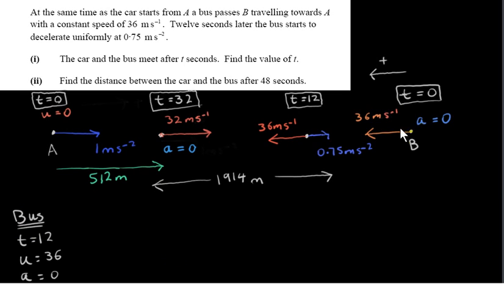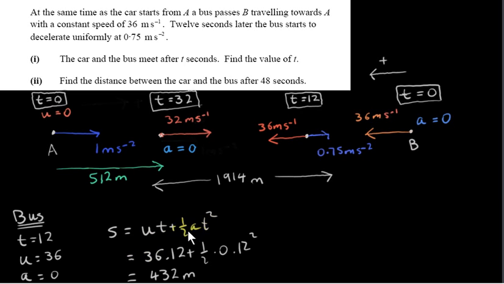Now let's see how far the bus has travelled when it has been travelling for 12 seconds. So t is 12, the initial speed is 36 meters per second, the acceleration is 0. I'm taking directions to the left as positive for the bus. Since a is 0, we won't be using this part of the formula. Our formula is just distance equals speed multiplied by time. This is the case when we're dealing with constant speed. So we get 432 meters.